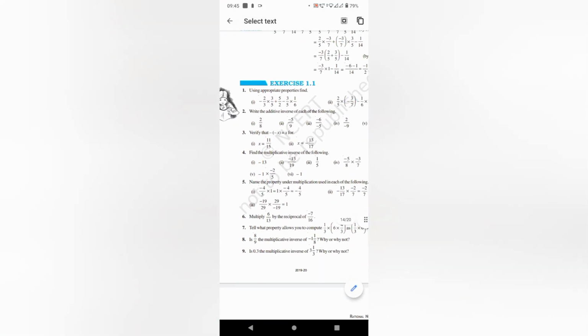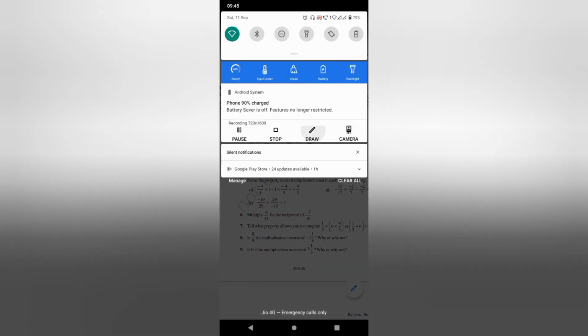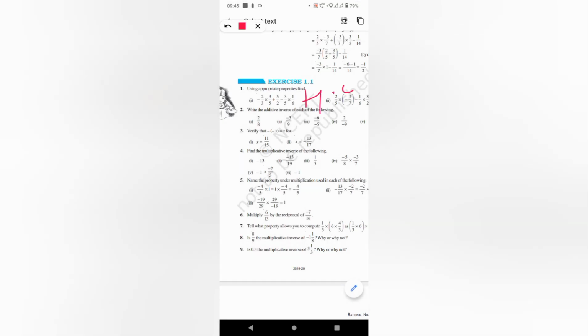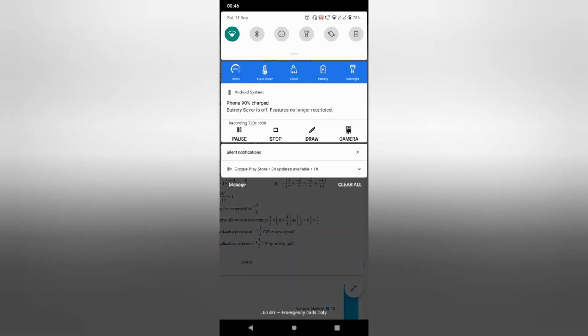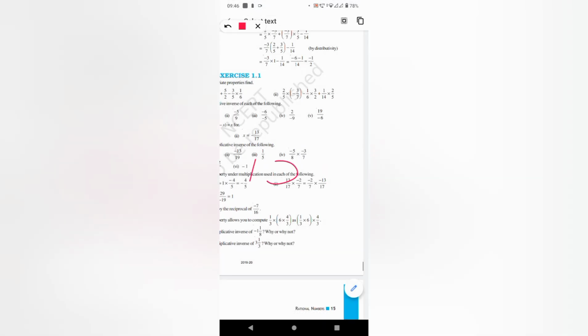Let's come to question number 1. This is homework because we have discussed the appropriate property. What is the additive inverse of each of the following? 2 by 8, 2 upon 8. The additive inverse will be minus 2 by 8. Second number, minus 5 by 9 is equal to 5 by 9. 2 upon minus 9 is minus 2 by 9, and 19 by minus 6 is equal to 19 by 6.